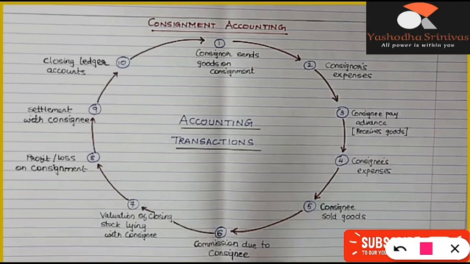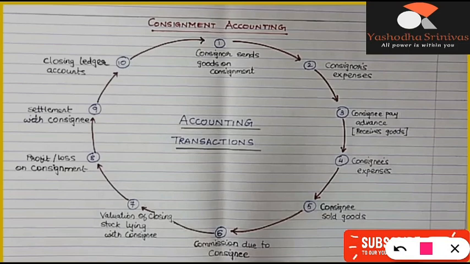In this class we are going to study the process which is involved in a consignment. First, the consignor sends the goods on consignment. The first seller is going to send the goods on consignment. He is going to transport the goods to the consignee. It can be in any vehicle or any logistics.